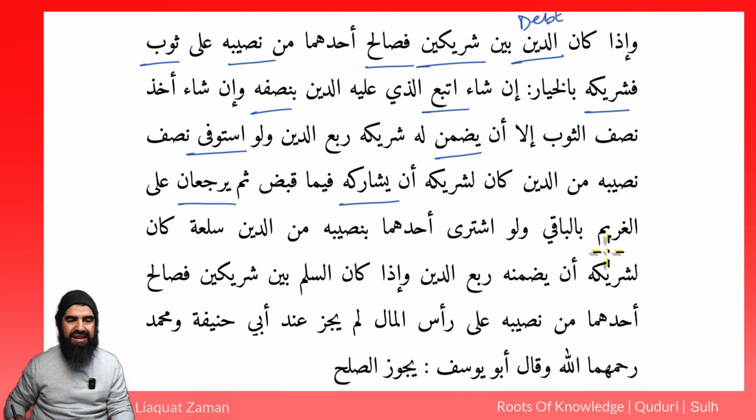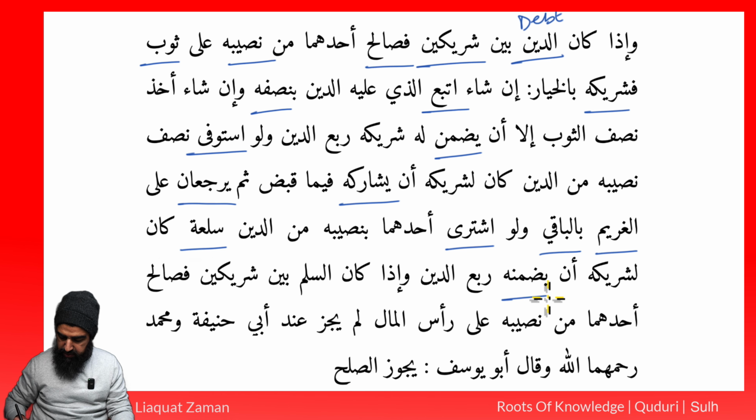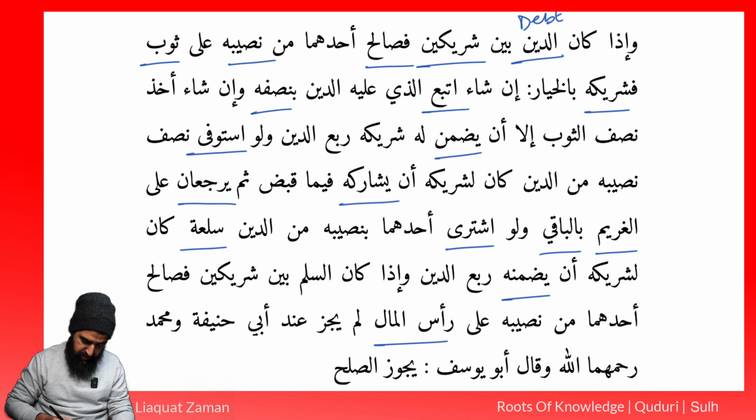Yarji'ani, both go back. Ghareem is the creditor, or the debtor, with bilbaqi. Ishtara is to purchase. Sil'a is the goods. Yazman, we've done that before. Ra'sul mal, capital. Okay, right. So I think that's done. Don't need to do any more.